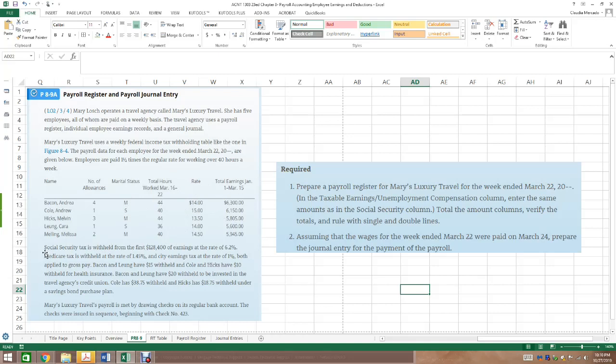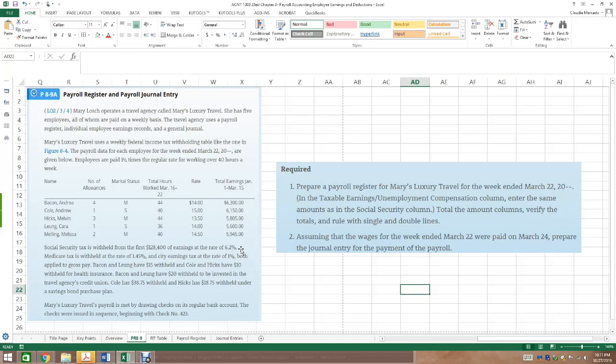The Social Security tax is withheld from the first $128,400 of earnings at the rate of 6.2%. So what does that mean? According to the information provided in the chapter, and this is an older edition, Social Security caps, or the limits, are updated every year. So this is probably not accurate because we are using an older edition, but we are going to be using the information provided in the textbook. So our cap for Social Security is $128,400.